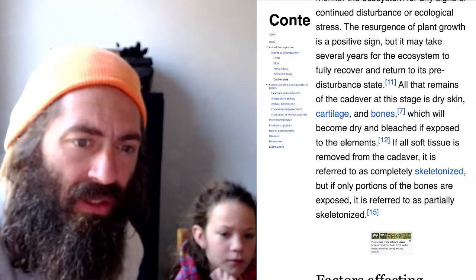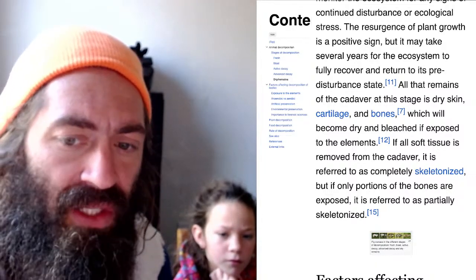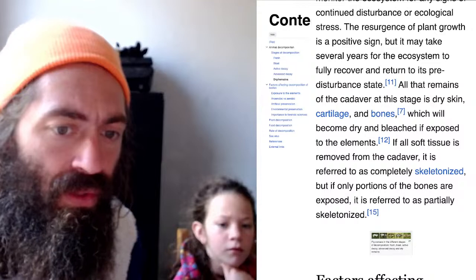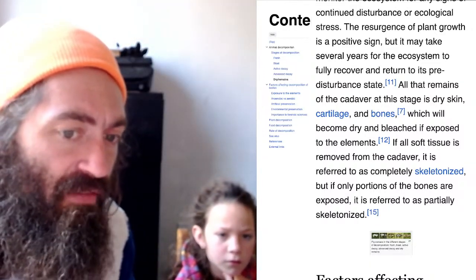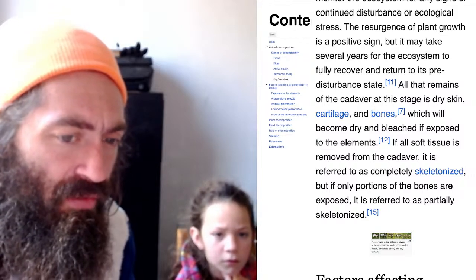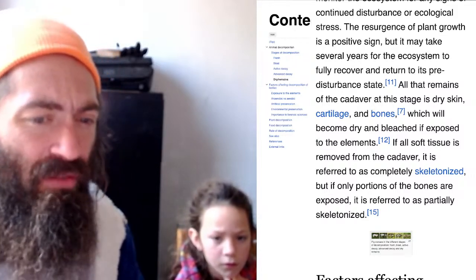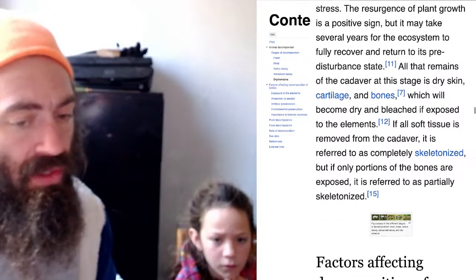All that remains of the cadaver at this stage is dry skin, cartilage, and bones, which will become dry and bleached if exposed to the elements. If all soft tissue is removed from the cadaver, it is referred to as completely skeletonized, but if only portions of the bones are exposed, it's referred to as partially skeletonized.